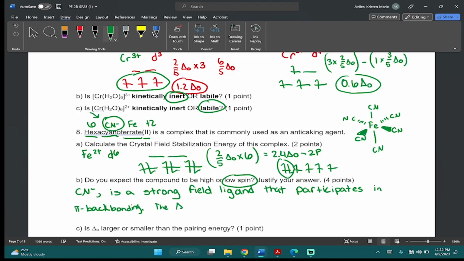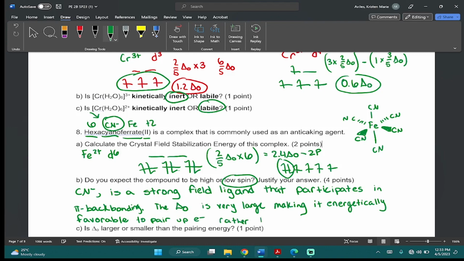The delta O, so the energy between our two sets of degenerate orbitals, is very large, making it energetically favorable to pair up electrons rather than promote.